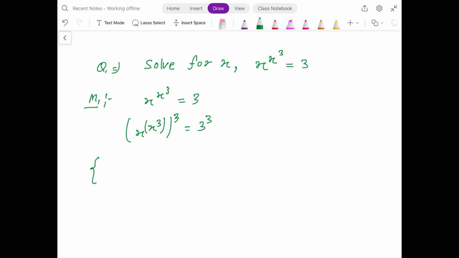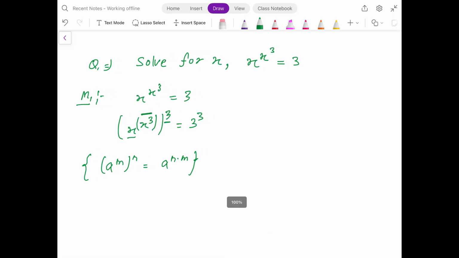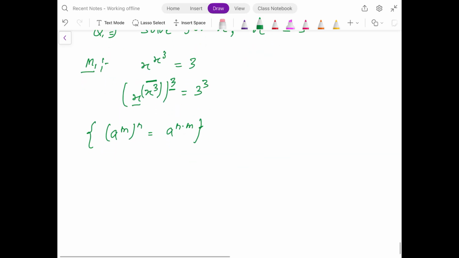The property is, if we are given a to the power m to the power n, it can be written as a to the power n times m. So after using this property, here a is x, m is x to the power 3, and n is 3. So after using this property, the equation becomes x to the power 3 times x to the power 3 is equal to 3 to the power 3.